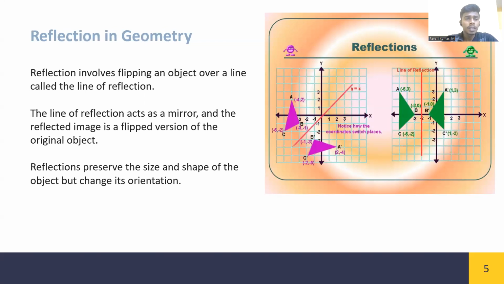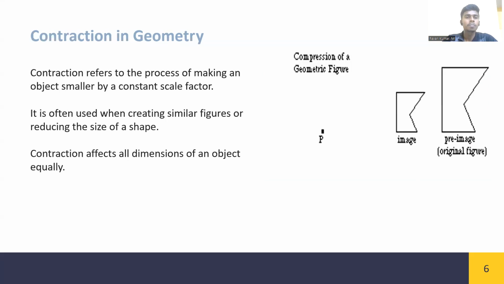Reflection in geometry. Reflection involves flipping an object over a line called the line of reflection. The line of reflection acts as a mirror and the reflected image is a flipped version of the original object. Reflections preserve the size and shape of the object but change its orientation.